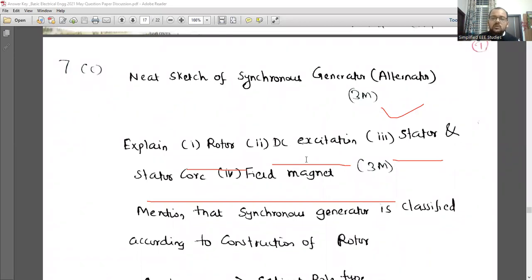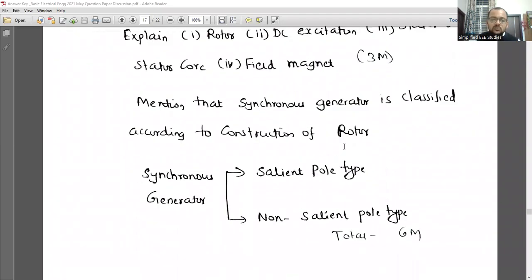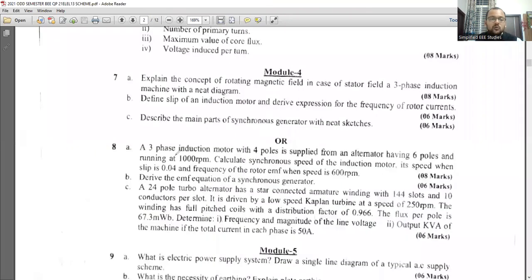Based on the rotor, synchronous generator is divided into 2 types. What are the 2 types of synchronous generator? That is another expected question, or else here also you can mention. One is called a salient pole type rotor, another one is called a non-salient pole type rotor. So if possible, give a brief explanation. It will fetch you 6 marks. I think it's clear to everyone. So these are the questions from module 4. The second one, question 8, is also from module 4 only.